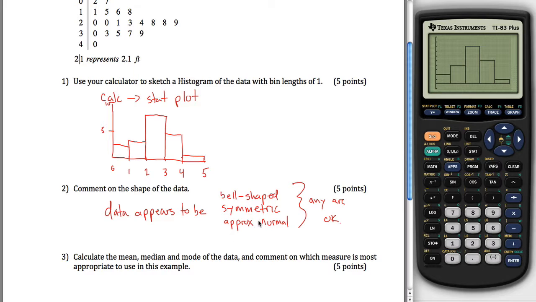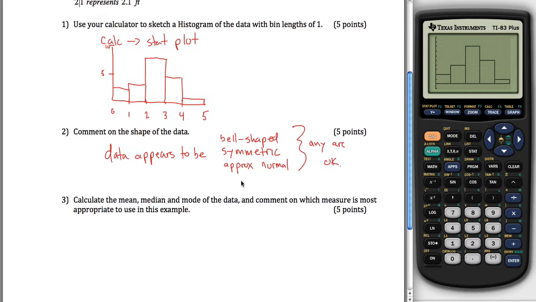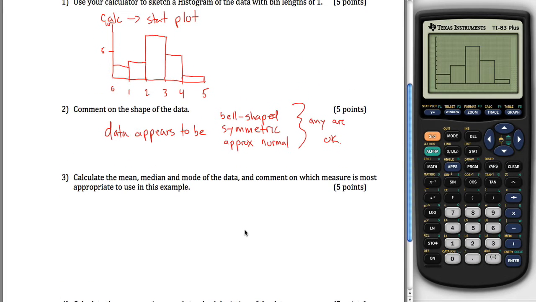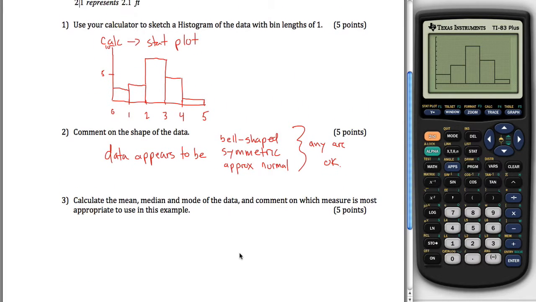So the data appears to be one of these things. It doesn't look left or right skewed to me. Okay, calculate the mean, the median, and the mode of the data and comment on which is the best. Sure. Mean, x bar, I can get that straight out of my calculator.